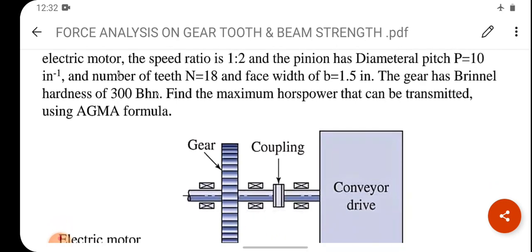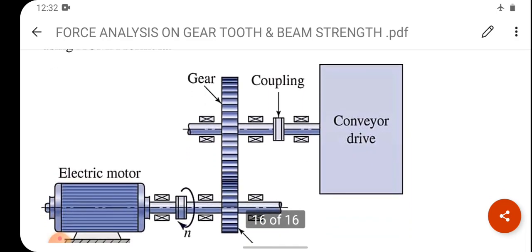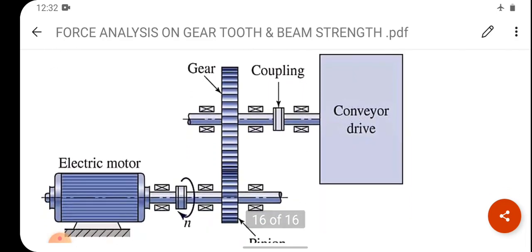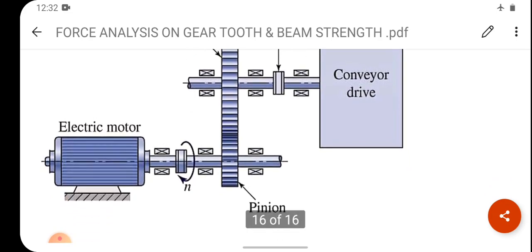So I already explained the AGMA formula in the above slides. So you can calculate the maximum horsepower for this question. This is the diagram. This is the conveyor drive, coupling, gears and pinion and electric motor.